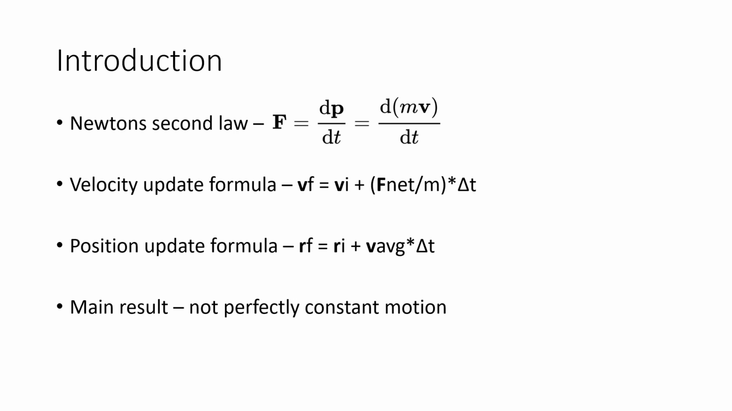The main result I observed was that the motion was in fact not perfectly constant when you take the experimental data and compare it to the prediction using the model. It was actually constantly decreasing.